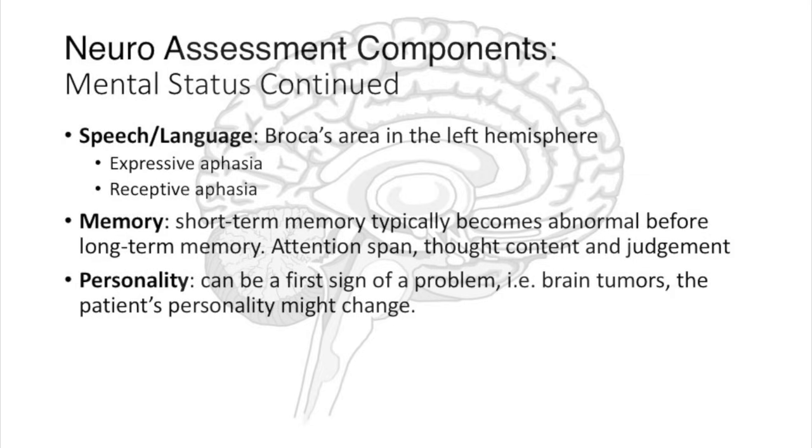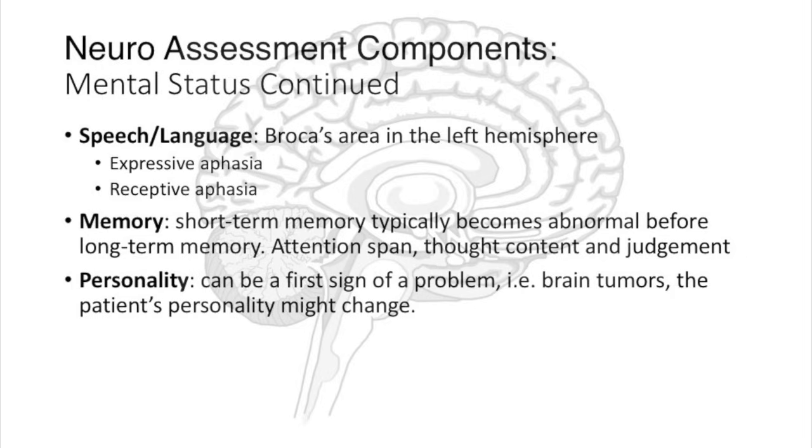And if you don't remember, expressive aphasia is the inability to speak or demonstrate an ability to express one's thoughts or feelings appropriately. And receptive aphasia is the opposite. They might be able to speak or tell you what they need. However, when you speak back to them, they're probably not going to understand you or get a distorted sense of what you're trying to ask them.